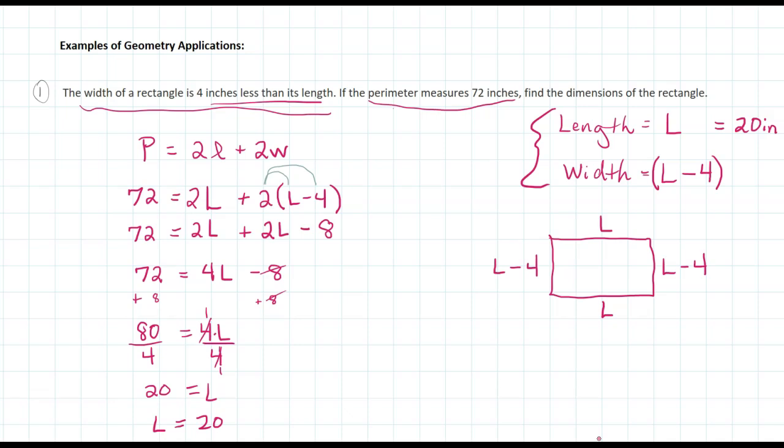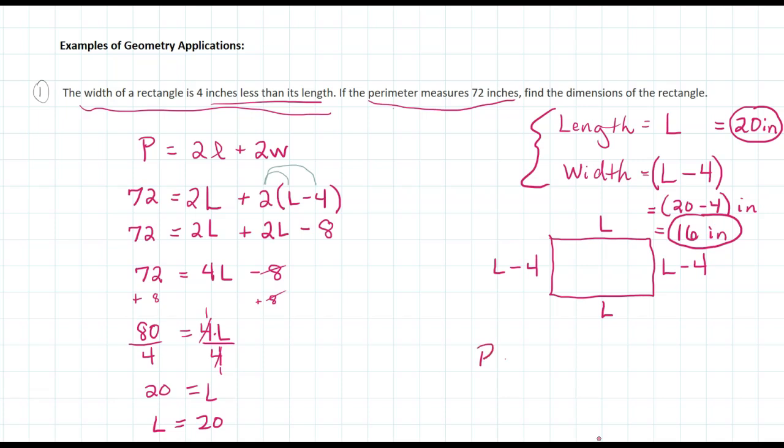And so L minus 4 will be what? 20 minus 4. And of course we want to include units, inches, right? 16 inches. So a length of 20 inches and a width of 16 inches. You want to make sure it makes sense. So it would help us to go in and plug it into the formula.